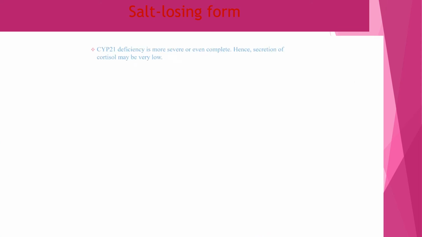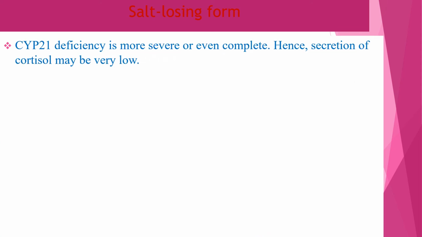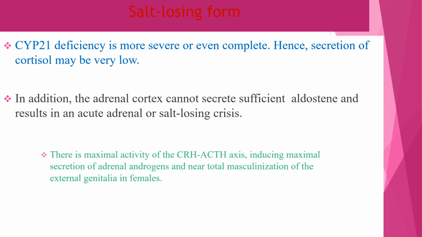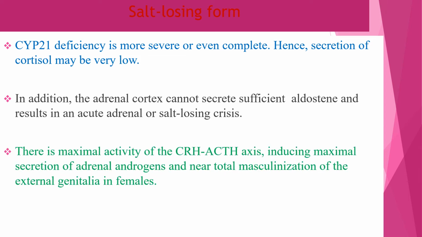When we see the salt-losing form, this enzymatic deficiency is more severe or even complete, so secretion of cortisol may be very slow. In addition, the adrenal cortex cannot secrete sufficient aldosterone, resulting in acute adrenal or salt-losing crisis. There is maximal activity of the CRH and adrenocorticotropic hormone axis, inducing maximal secretion of adrenal androgens and a near total masculinization of the external genitalia in females.